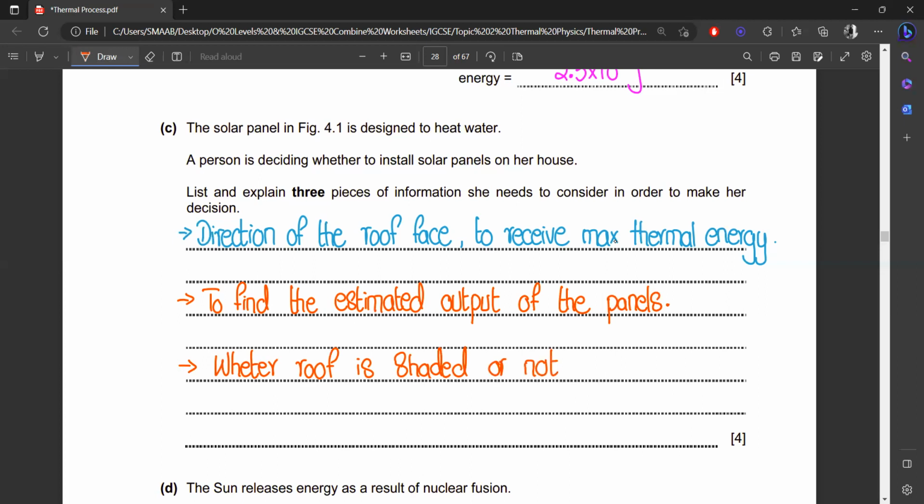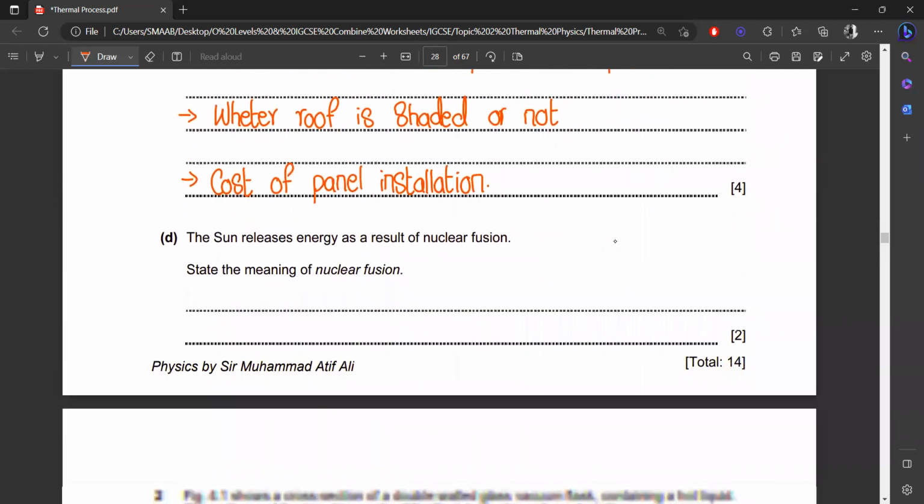And the most important, the cost, right? What will be the cost of installing all these panels? So these are some factors. And further, you may also write what will be the cost for the maintenance of that solar panel, because it also requires maintenance. So we need to check the maintenance cost also. So you may also write that point.